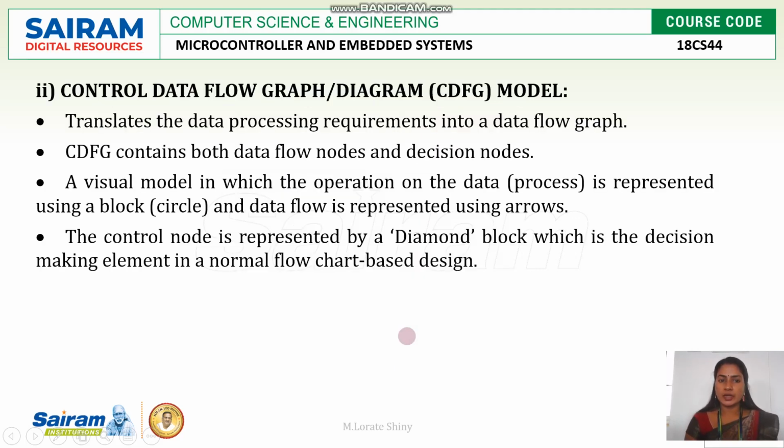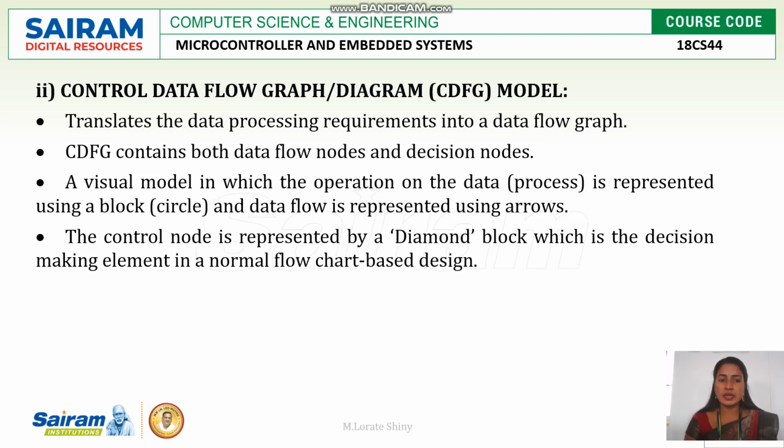Second one is the control data flow graph or diagram model. This is the CDFG model. This also converts data processing requirements into a data flow graph. Here the program execution depends on conditional execution. Here we have both data flow nodes and decision nodes.